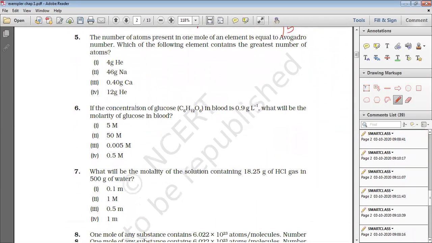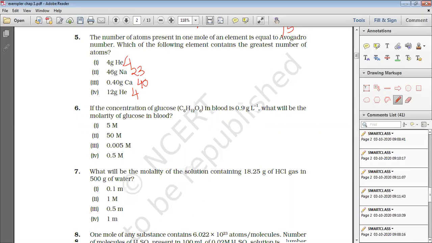Now let's look at the next question. Number of atoms present in 1 mole of element is equal to Avogadro number. Which of the following element contain greatest number of atoms? 4 gram of helium. So first let us find out their atomic mass. So for helium it is 4. For sodium it is 23. For calcium it is 40. Again for helium it is 4.